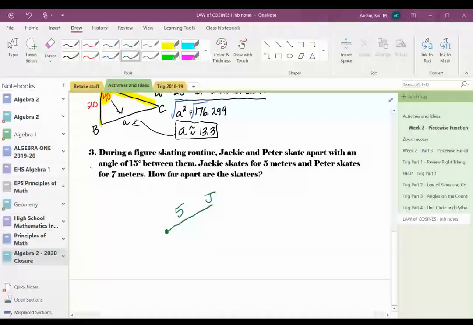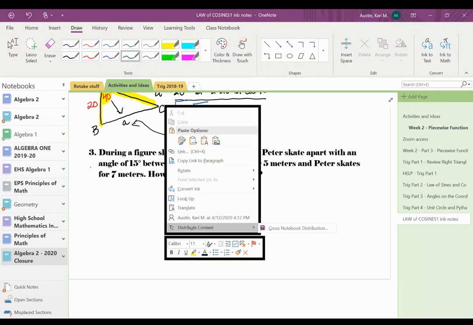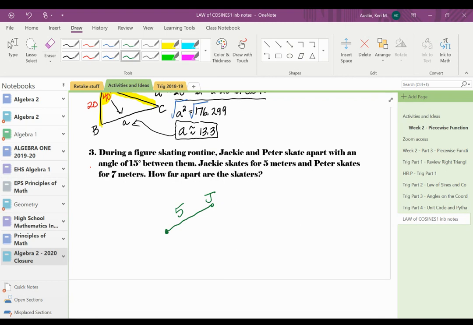Here's Jackie now. And then here's Peter. To the best of my ability, I'm going to try to make a 15-degree angle here. And he skates for 7. There's Peter. It says, how far apart are they? Well, that's this distance. We've made a triangle. And I do know that this is supposed to be 15 degrees. And notice, what do we have here? We have S, A, S.